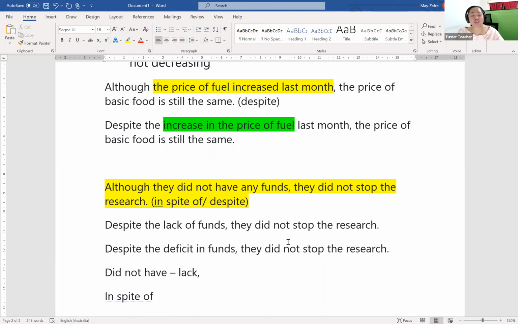Okay. But we don't say this despite the price down. Carol, maybe you want to say despite the price decrease. So this has to be a noun. Okay. It's not the price. It should not be the price. It should be reducing. No, reduction. Reduction, because reducing is a verb. Okay. Yeah.